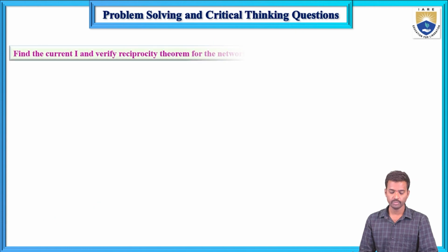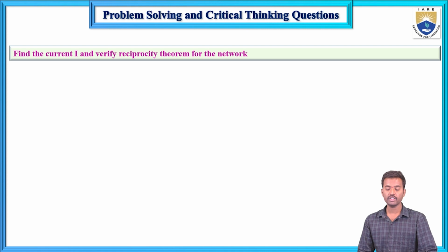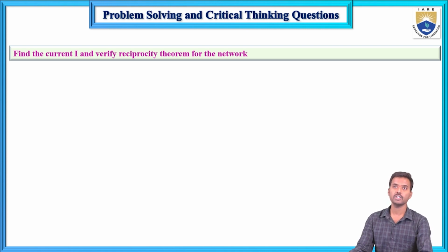Now the next problem: find the current I and verify the reciprocity theorem. What do we mean by reciprocity? State the reciprocity theorem: when you interchange the source terminal and branch terminal, the ratio of response to excitation is the same for both networks. That is the reciprocity theorem statement.